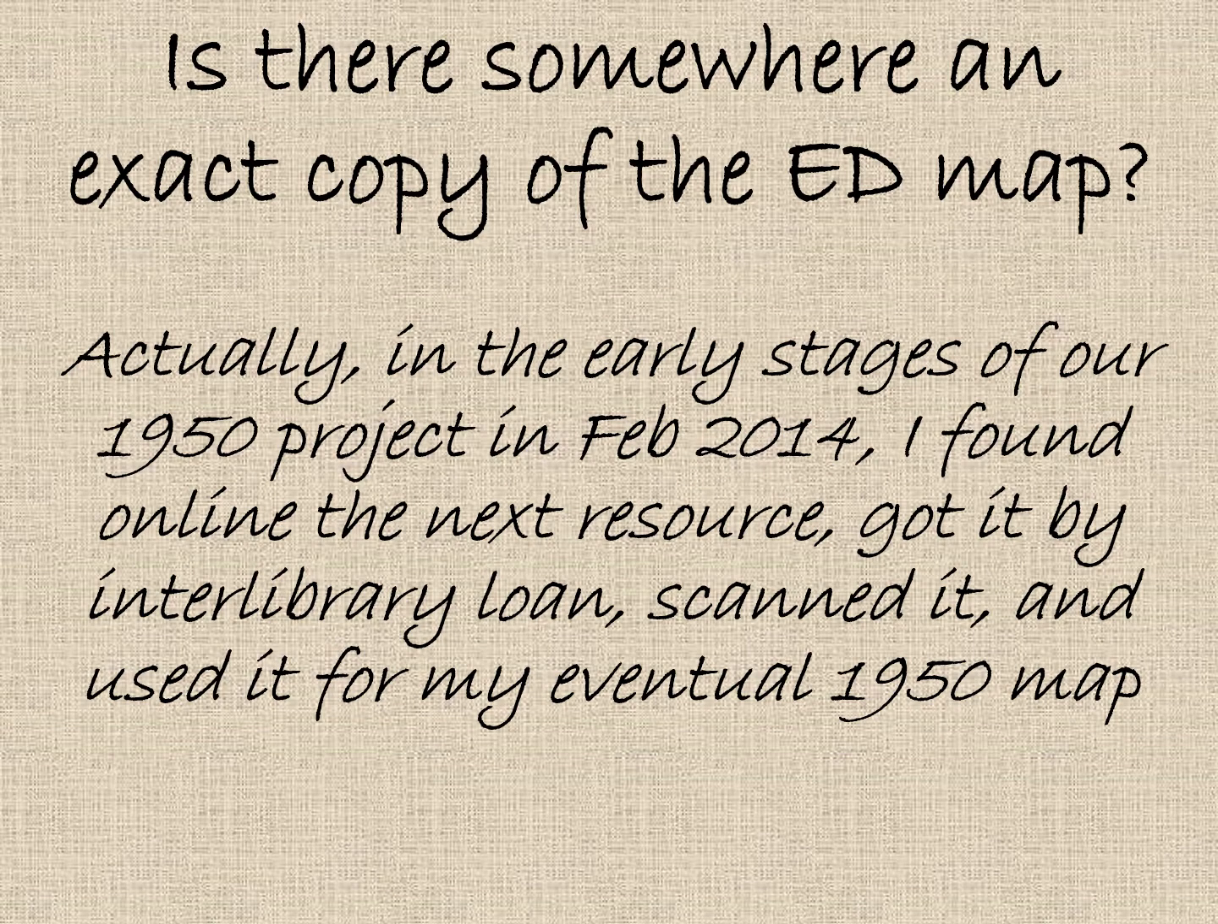So let's step back a second. Is there somewhere an exact copy of this enumeration district map, 1950 Portland? And actually, in the early stages of our 1950 project, in February of 2014, before I knew that the National Archives was going to put these maps on their catalog, I found online the next resource I'm going to show you, next slide. Got it by interlibrary loan, thanks Cal State Fullerton, scanned it, and used it for my eventual 1950 map, or at least to help produce that map.